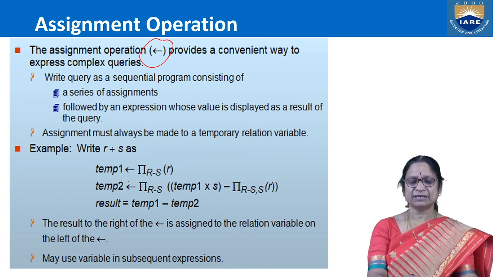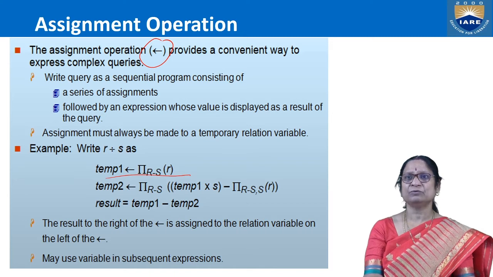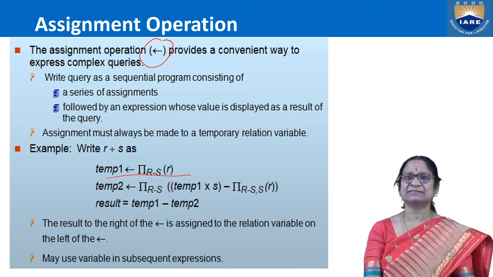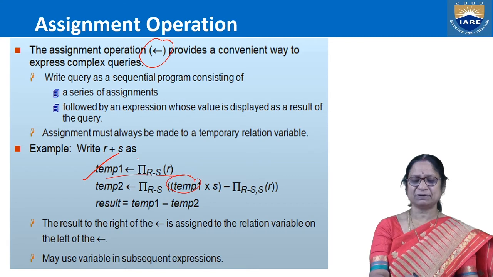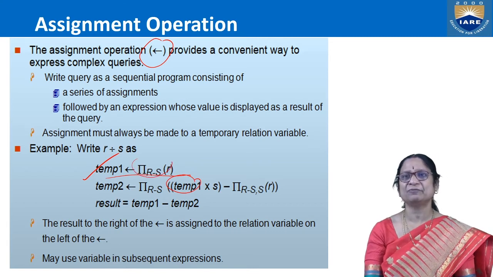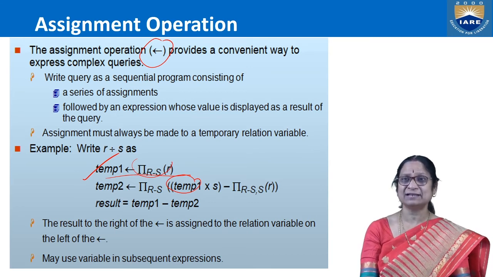So you observe here, temp1 consists of pi of r minus s of r, that is, attributes of r which are not in S, and the respective tuples of r are going to be listed. That is going to be temp. Here we are including temp. Instead of writing this pi operation here, we are using temp1, so that the complexity will be reduced as well as understanding will be increased.